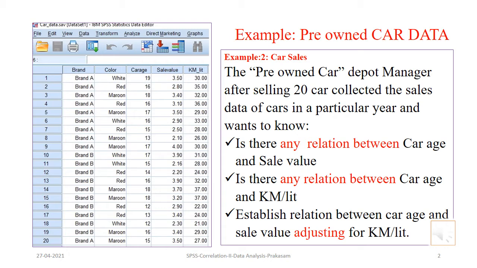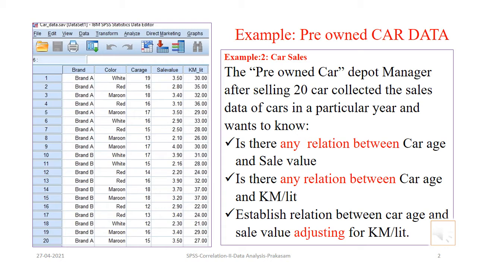Here, the pre-owned car depot manager, after selling 20 cars, collected the sale data of cars in a particular year and wants to know: is there any relation between car age and sale value? Is there any relation between car age and kilometer per liter? Establish the relation between car age and sale value adjusting for kilometer per liter.